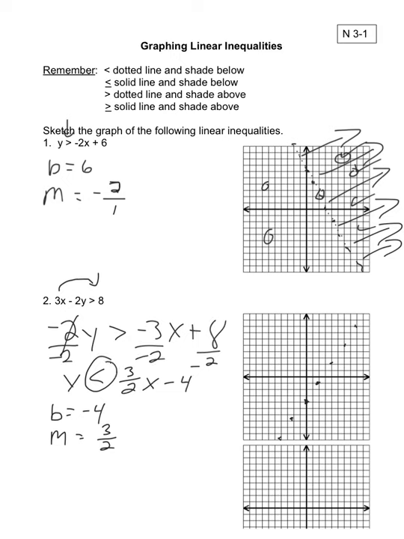It is not equal to, so that tells me it's a dotted line, so I'll throw a couple of extra dots in here in between just to make it look more like a line. All right, and it says less than, so that means shade down. So the answer can be any points below that line.